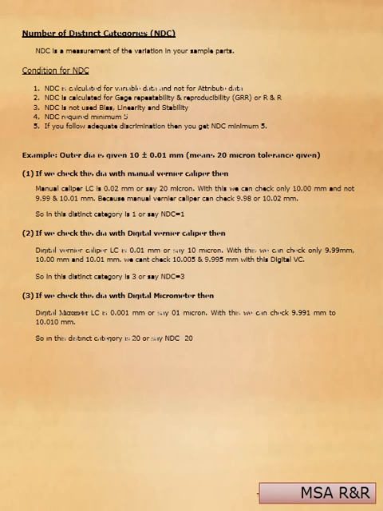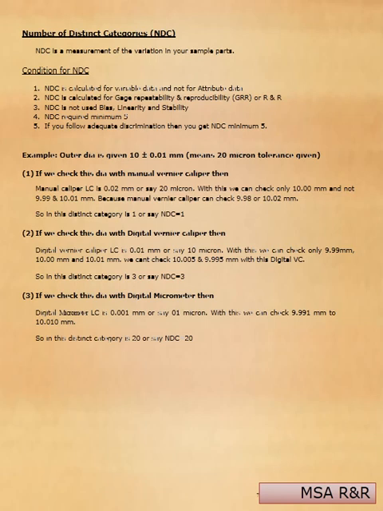Example: an outer diameter is given as 10 plus or minus 0.1, which means a 20 micron tolerance is given. If you check this diameter with a manual vernier caliper, the manual caliper least count is 0.02 mm, or say 20 micron. With this we can check only 10 mm and not 9.99 and 10.01.